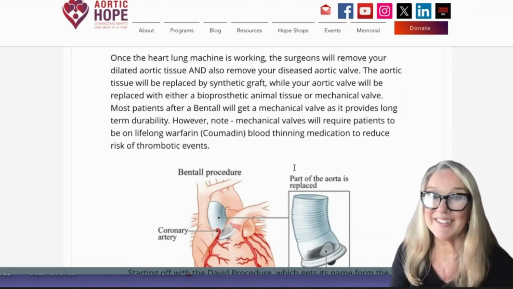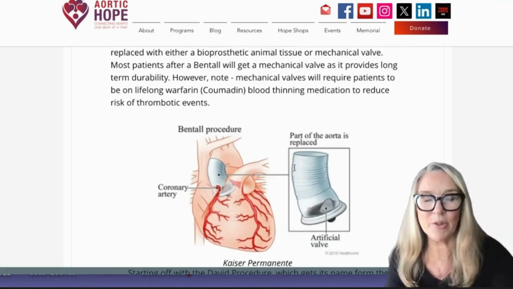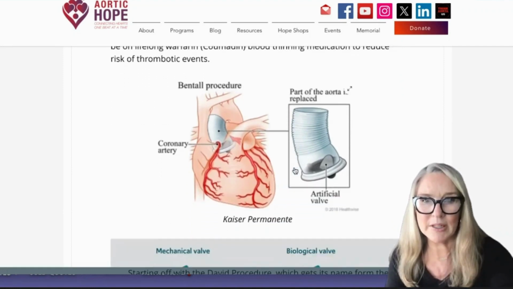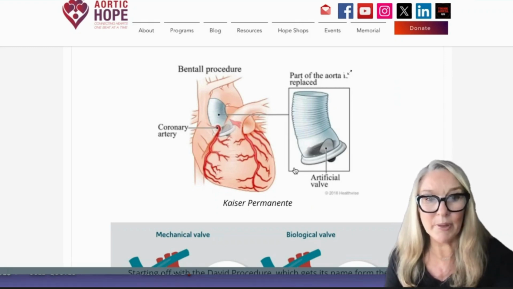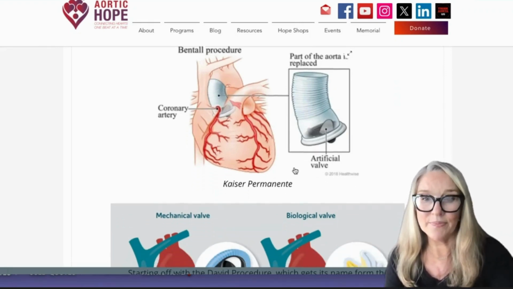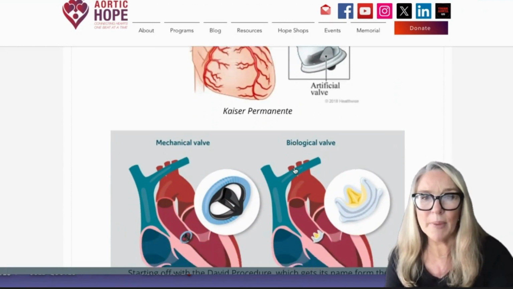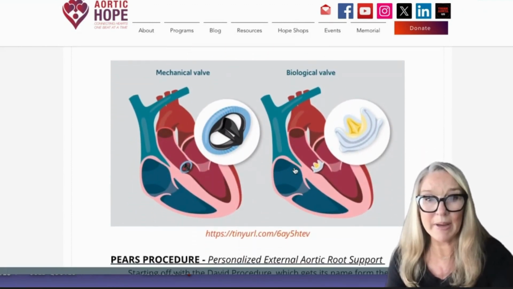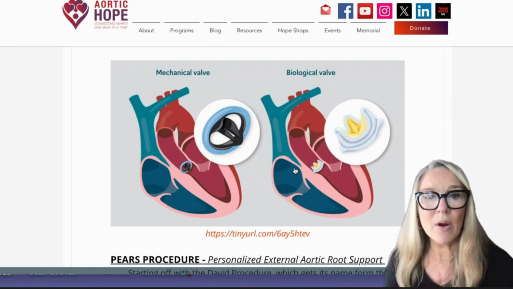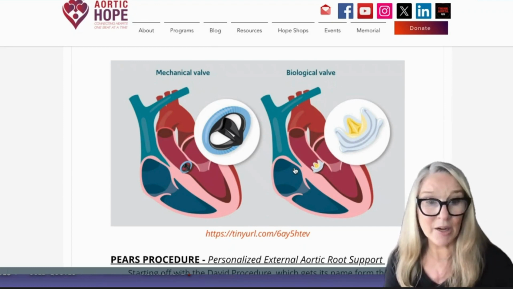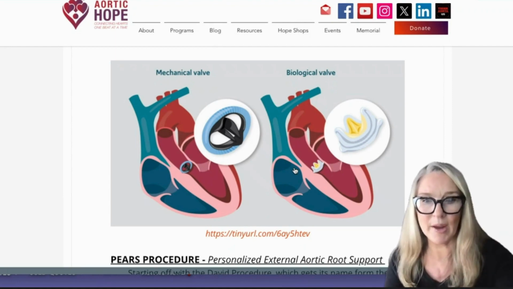And here we have another picture of the Bentall procedure, a little bit more detailed, showing the part of the aorta that needs to be replaced with the artificial valve. This is followed by another diagram of a mechanical valve on the left, implanted in the aorta, and a biological or animal tissue valve on the right.